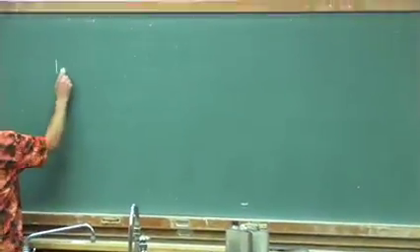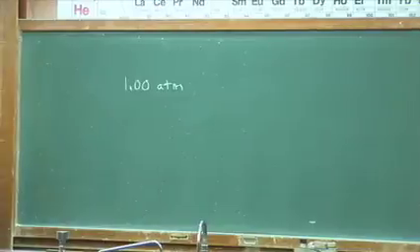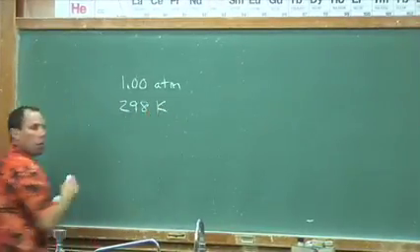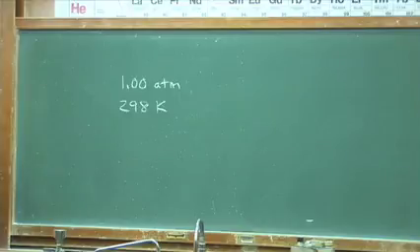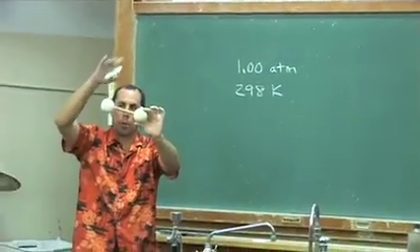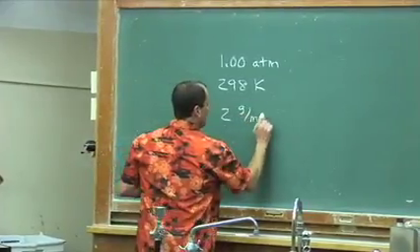We have some conditions. We are at 1 atmosphere, plus or minus a little bit. I'll just call it 1 atmosphere. We're at about 298 Kelvin, room temperature. The mass of this, it's 2 grams per mole. I'm not going to use 1.0079 grams per mole times 2. I'm just going to say this is 1 gram per mole, this is 1 gram per mole. So we have 2 grams per mole.